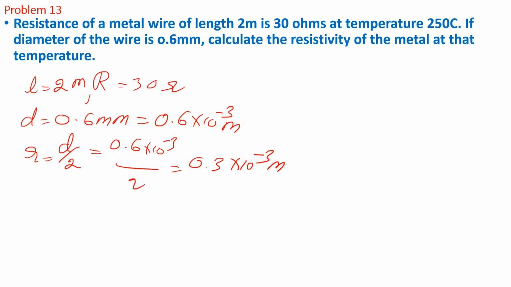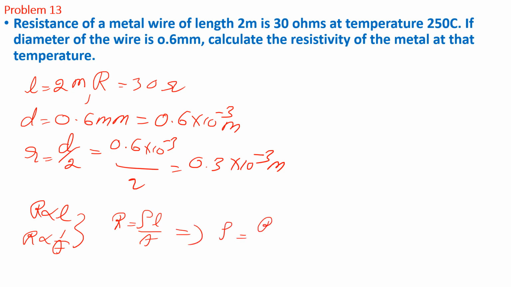We need to calculate the resistivity. What is the formula? If you don't know the formula, you can just make the formula. Resistance is directly proportional to L, as well as directly proportional to 1 by area. So by combining this, I can write R is equal to rho L divided by A. So this implies rho is equal to RA divided by L. R is given, rho is nothing but the resistivity. R into A, how to find out? They have not given A, the area of cross section, but they have given the radius. So pi r square divided by L.